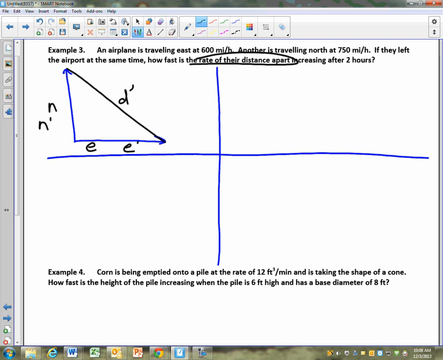Okay. Can you come up with a formula that relates n, d, and e all together? N squared plus e squared is equal to d squared. We don't include any of the primes yet. Is the distance north changing? Is the distance east changing? Is the distance apart changing? What else is changing that these are all changing with respect to? Time. Most of the time it will be time, yes. So that's the underlying rate that is making all this possible, okay?